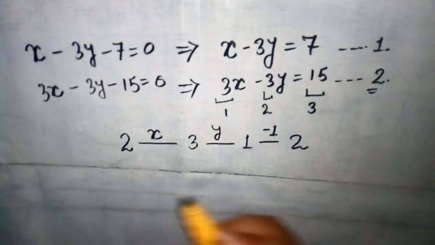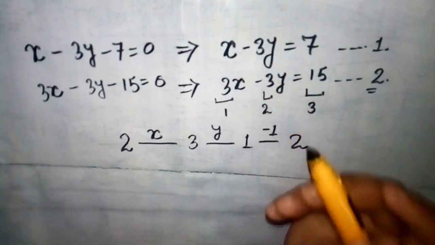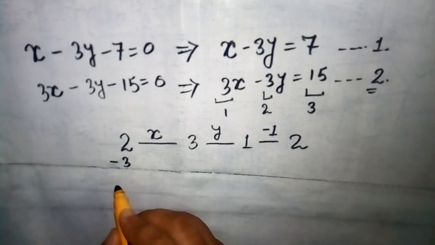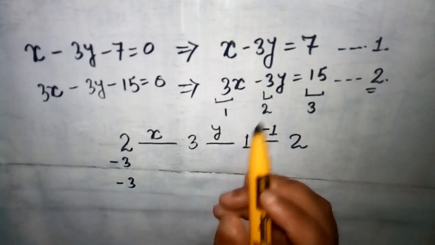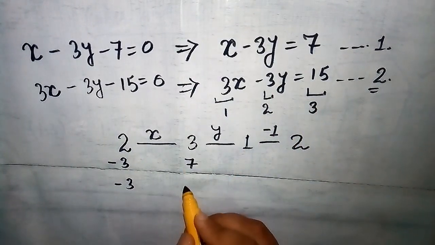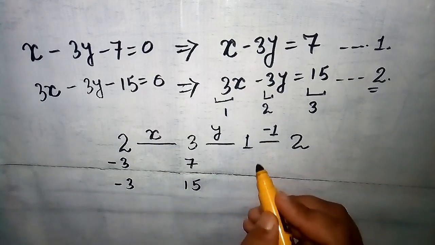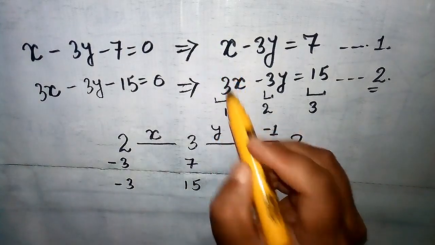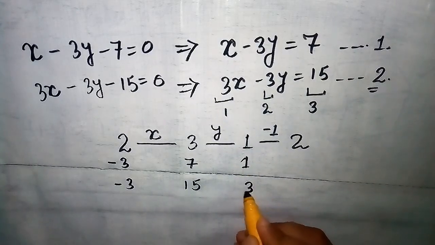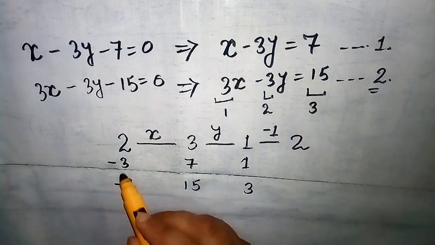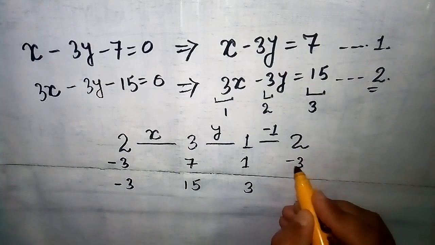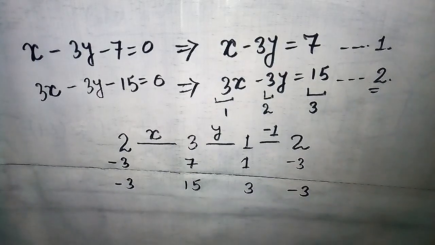So 2 we have given code for the coefficients of y. So under 2 we have to write the coefficients of y. These are minus 3 and in second equation also minus 3. And under 3 we have to write constant terms. These are 7 and 15. Under 1 we have to write coefficients of x. So these are 1 and 3. And under 2 we have to repeat it again, that is the coefficients of y. These are minus 3 and minus 3.